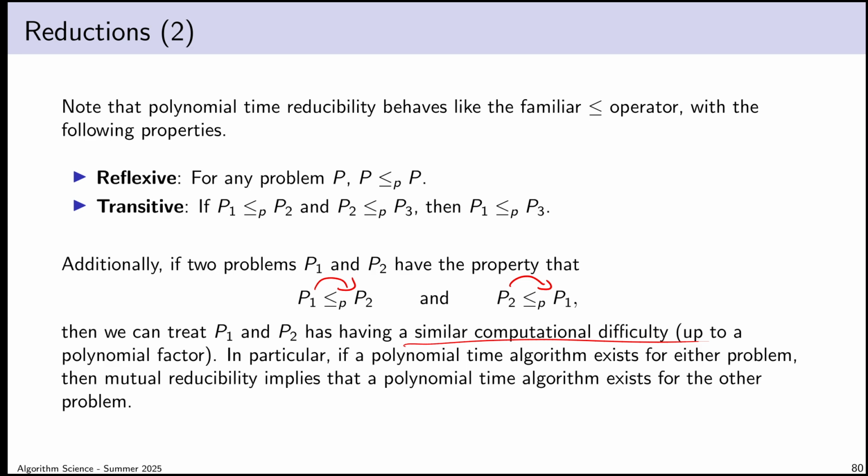And in particular, if we ever have mutual reducibility, what that's telling us is if you can find a polynomial time algorithm for either problem, you have a polynomial time algorithm for both problems. So for example, if you have a polynomial time algorithm for P2, you can then solve P1 in polynomial time by just converting it to an instance of P2, which you can do in polynomial time because it's polynomial time reducible. Okay, so we now know what a polynomial time reduction is.